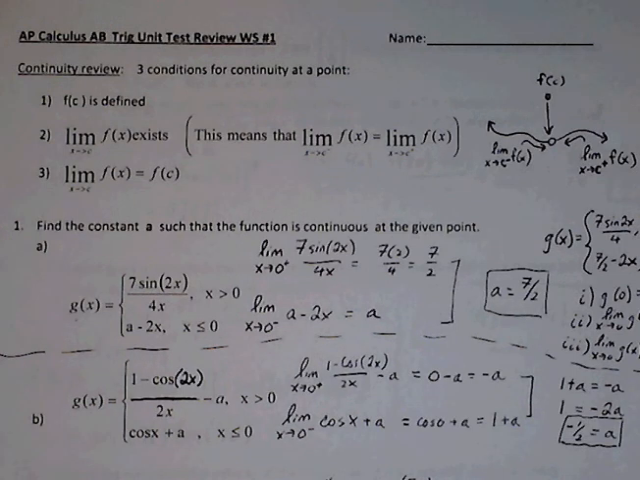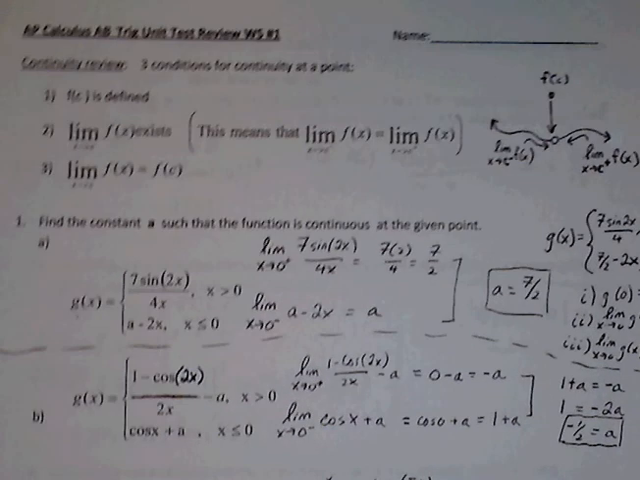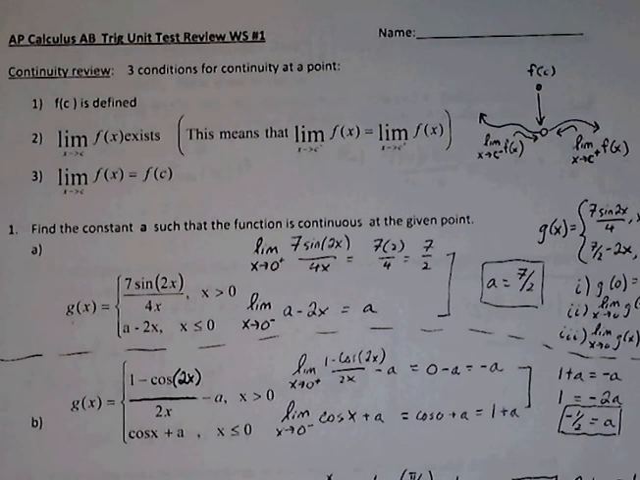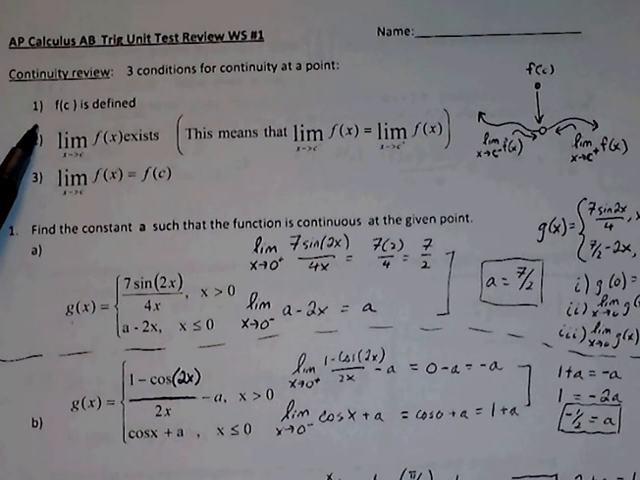Alright, let's start looking at Trig Unit Test Review Worksheet 1. The first problem deals with continuity conditions. So let me walk through those three conditions first of all. First is that the point has to be defined. F of c has to be defined. The point has to exist.